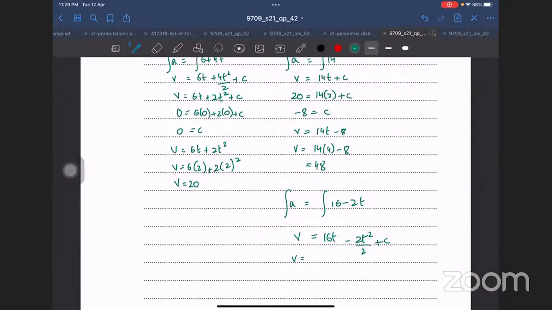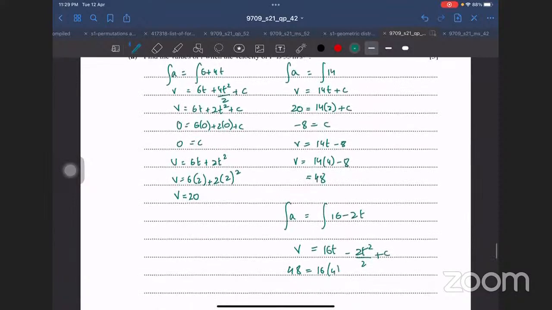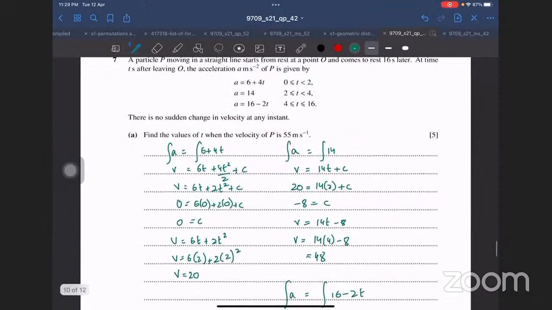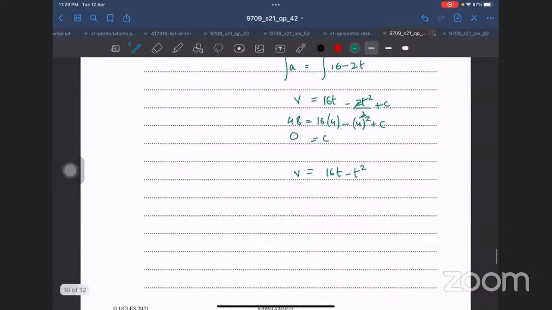So in order to find the value for c again, what I'm going to do is 48, 16 into 4 minus 4 squared plus c. I get c as 0. So my function is therefore v equals 16t minus t squared. Now at some point during this period, I would have reached a speed of 55. It's a long period.